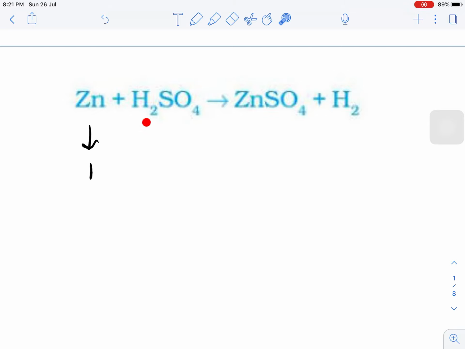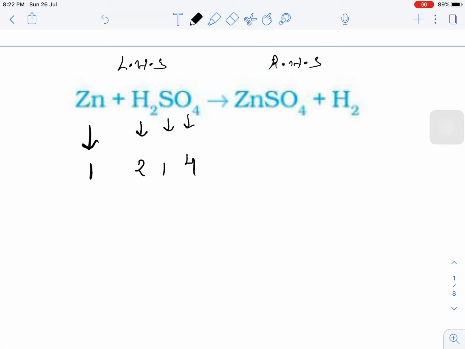Then hydrogen. How many hydrogens are present? We have a suffix over here, so there are 2 atoms of hydrogen. Then sulfur, there is no number after sulfur, so there is only 1 atom of sulfur. Then oxygen, there are 4 oxygens present over here, so I am writing here 4. Now this was the LHS part and this is the RHS part.